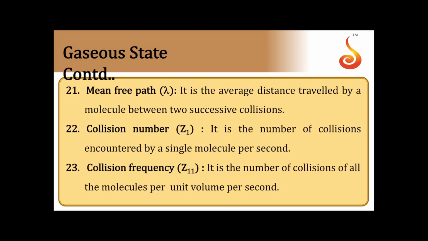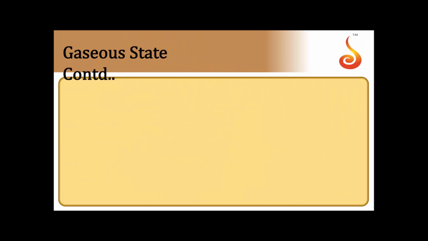Then comes mean free path. It is the average distance traveled by a molecule between two successive collisions. Take a molecule moving from a point A. Since molecules randomly move in all directions, they will be colliding with each other. Let us suppose it is hitting another molecule B. Because of the collision, it will change its direction. Let us suppose the direction is something like this. Again it hits some other molecule, say C here, and again some other molecule D, and so on.